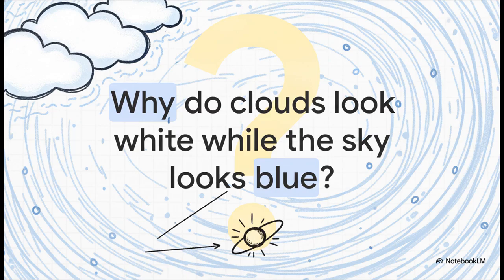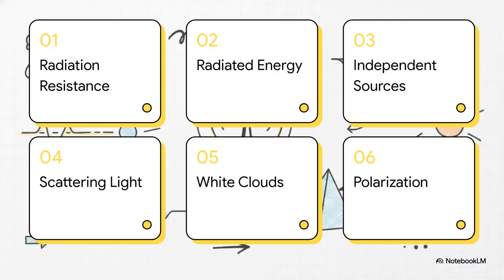Why do clouds look white while the sky looks blue? It's a question kids ask all the time, but the answer is wild. It literally starts at the absolute smallest scale, with just a single vibrating electron. So let's dive into this and see exactly how the math of a tiny charge ends up painting the entire sky. Here's a quick look at our agenda for today.